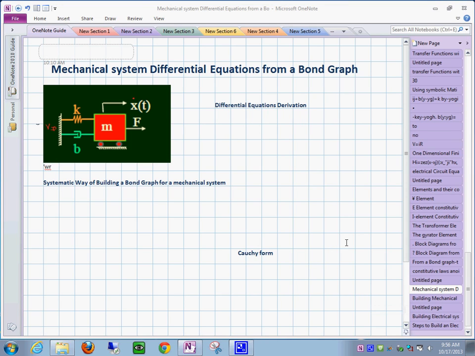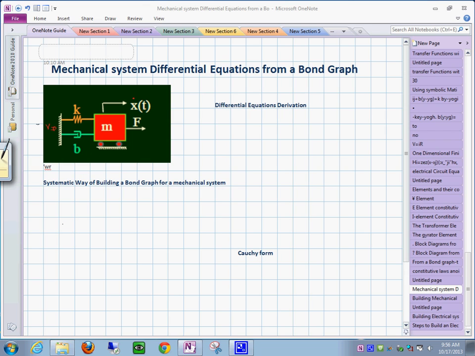Okay, so we're going to see this mechanical system that you see on the screen right now. A simple mechanical system with a spring and a damper and a mass in here. And our objective is to find the differential equations using the bond graph model. But before that, we're going to practice the systematic way of building the bond graph model.